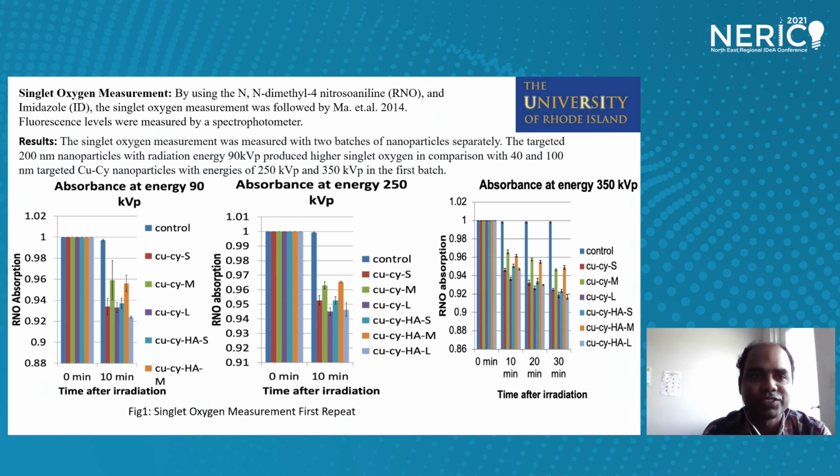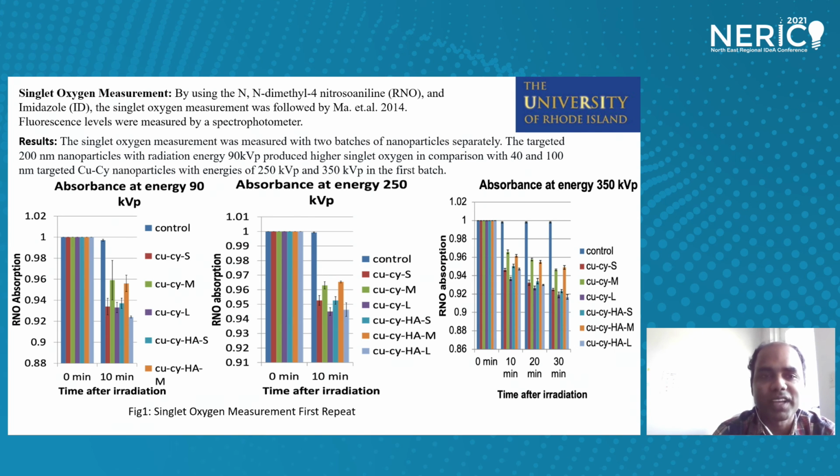So here we have a follow-up on singlet oxygen. We have measured two different batches of the nanoparticle. In the left one, we have a 90 kilovolt absorbance measurement. Similarly, we measured the 250 kilovolt, and the third one is 350. We found that overall, for the three of them, the lower energy level produced more singlet oxygen compared with the higher energy level.